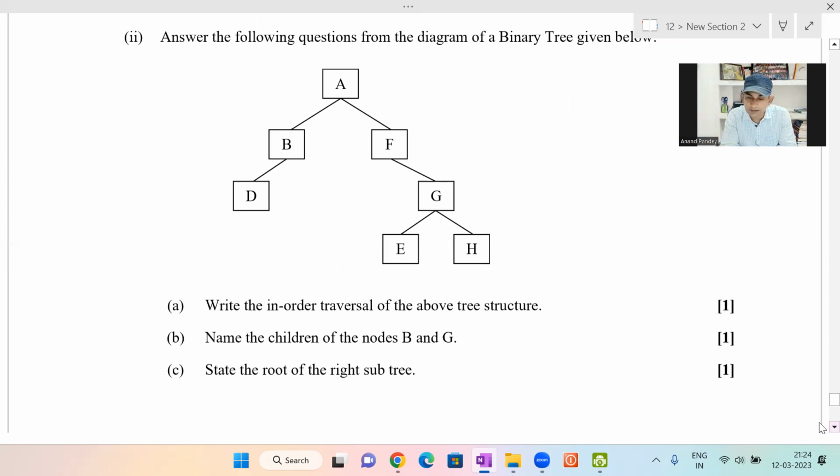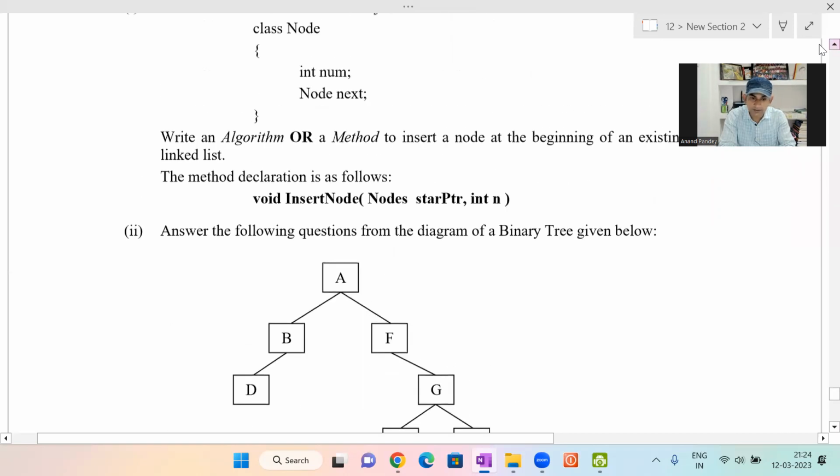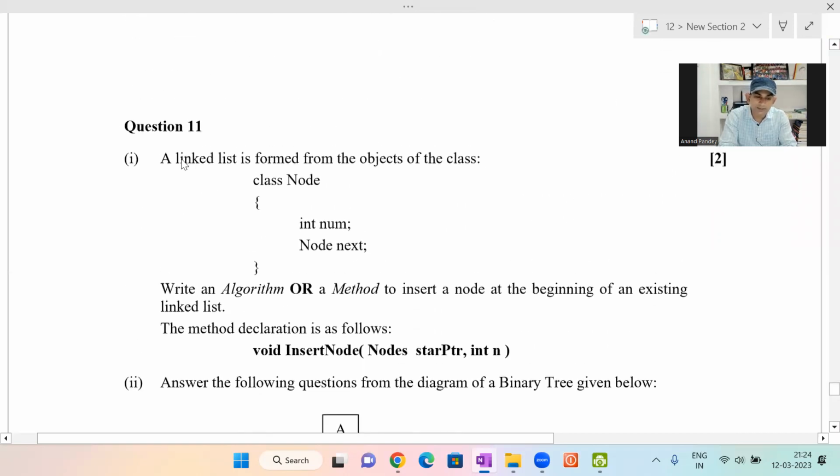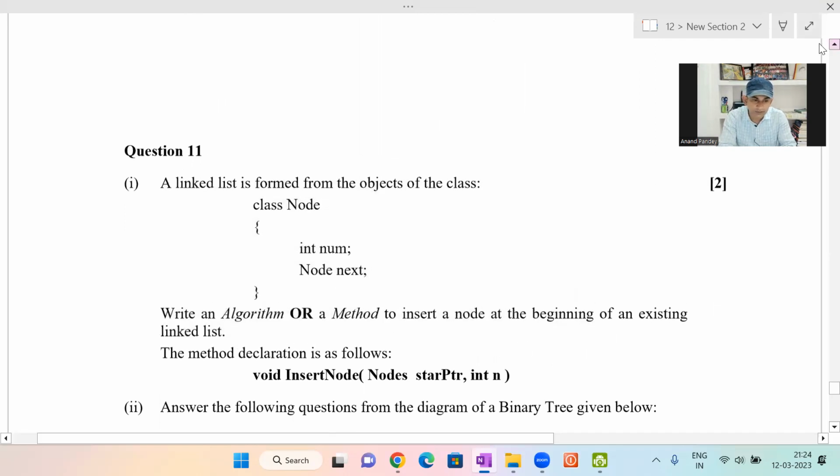So in section C there are 3 questions. The first question will be of either stack or queue. The second program will be of inheritance. The third question will cover 2 parts: one question of linked list and the second question from binary tree. This linked list algorithm is a little bit difficult.